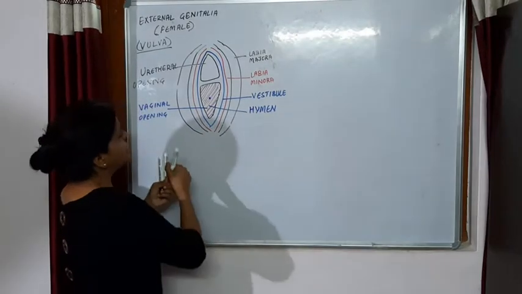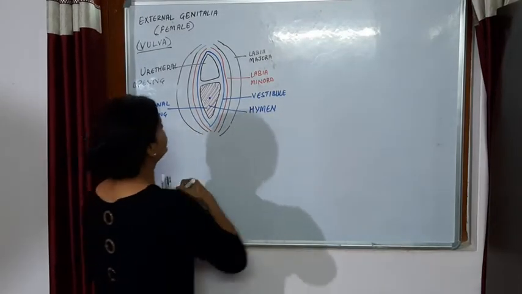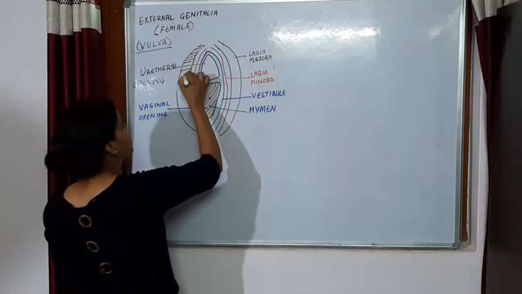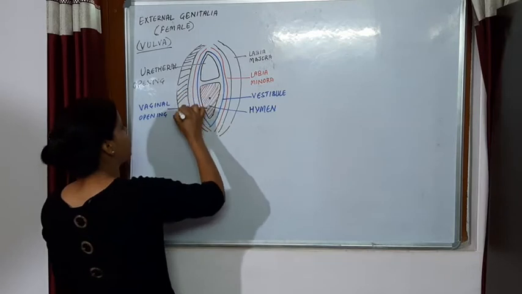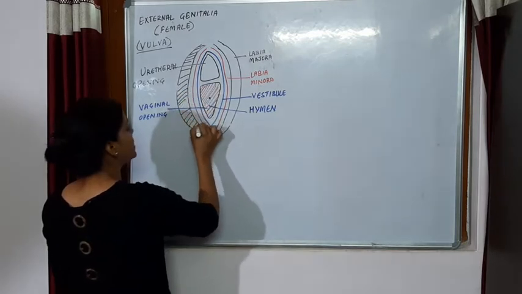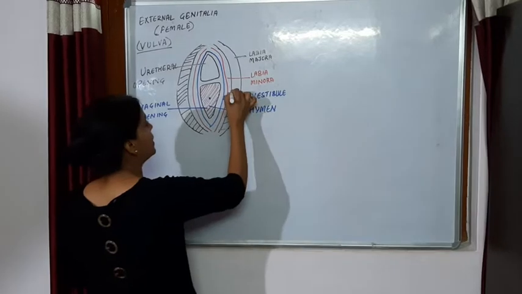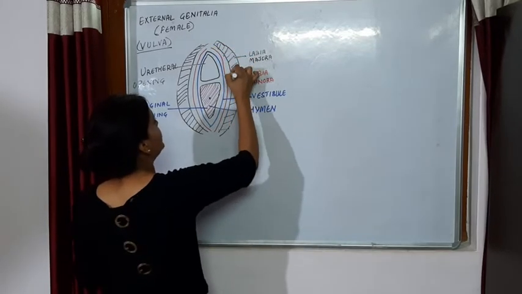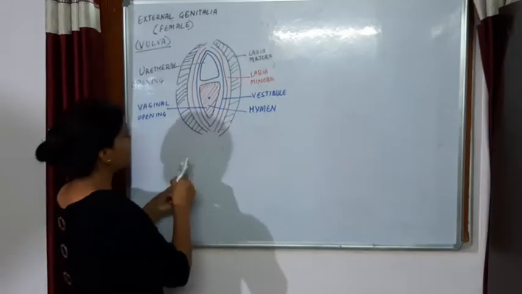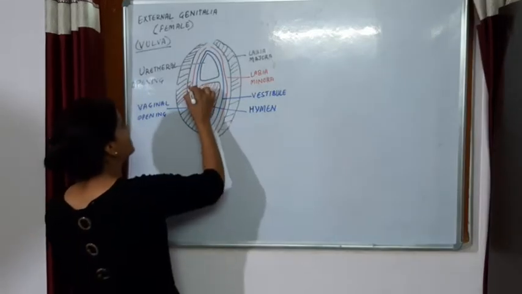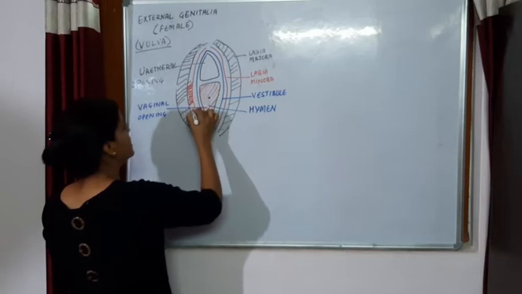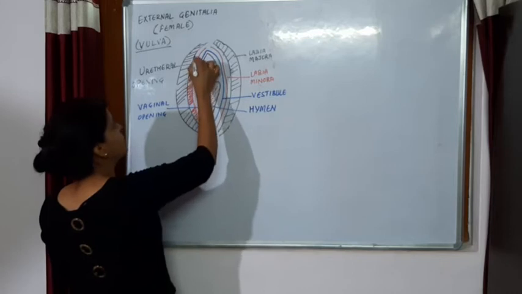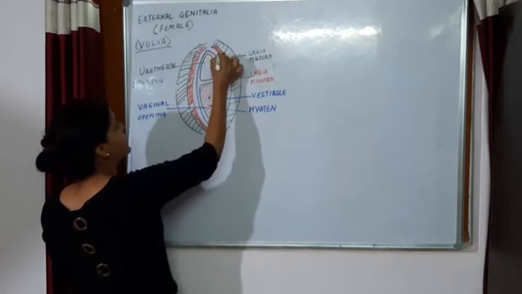Now, as I told you, I am making a little bit shaded portion. So this was the labia majora. Just to differentiate the labia majora and the minora, this is the labia majora. And this one in red is the labia minora.